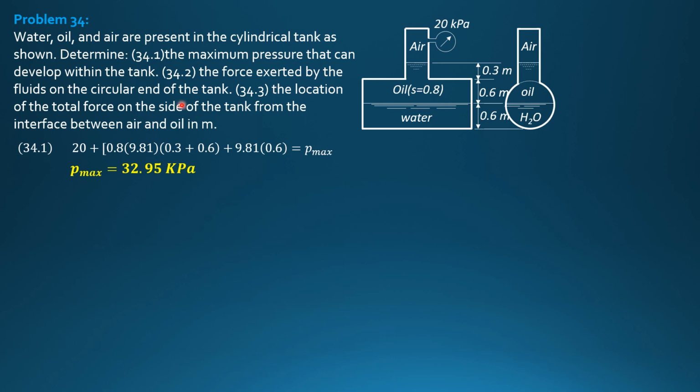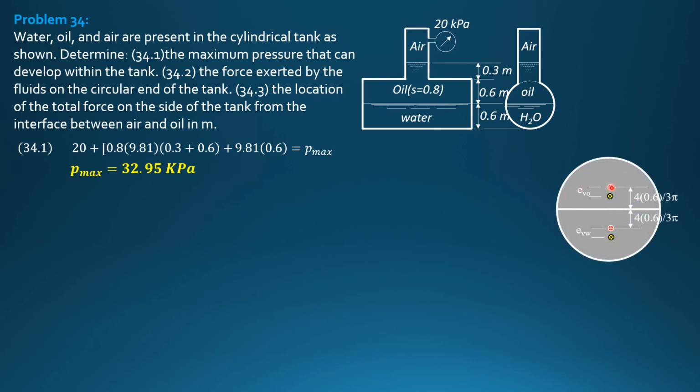The force exerted by the fluids in the circular end of the tank. So we have force of oil in the upper half, force of water in the lower half. So to analyze, let's enlarge that end and let's locate the centroid and the center of pressure. So at the center of pressure acts FO here, F water here. So the distance from centroid to the diameter is 4r over 3 pi, 4 times 0.6 over 3 pi, and this is also 4 times 0.6 over 3 pi.